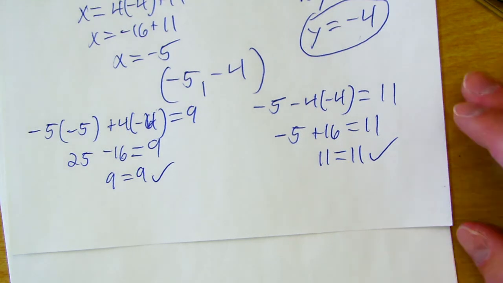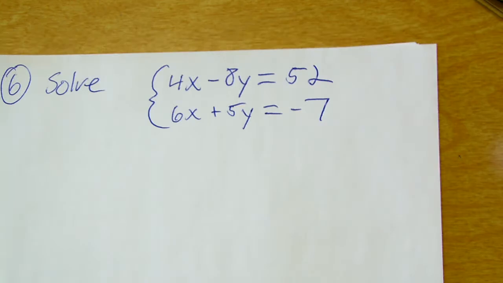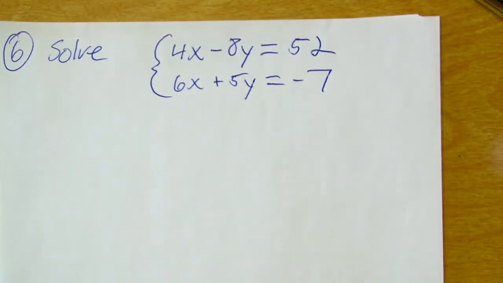All right, and then the last one, this is definitely the trickiest out of all of them. Most work. So in the first equation, we have 4x minus 8y equals 52. And the second equation, we have 6x plus 5y equals negative 7. So if you want to pause the video quick and copy that down, that'd probably be best.